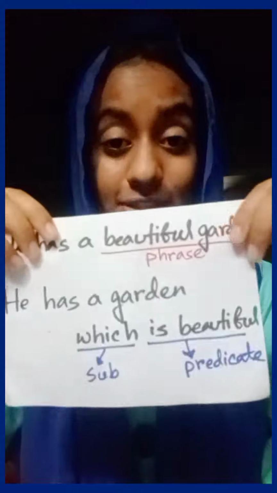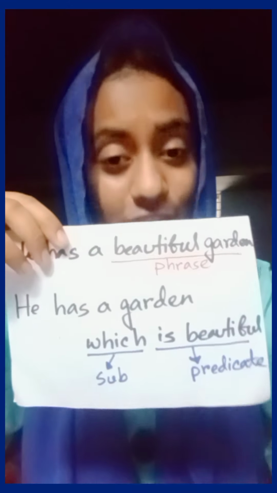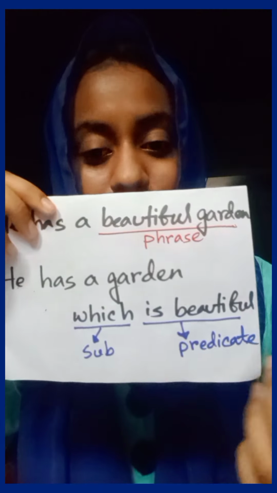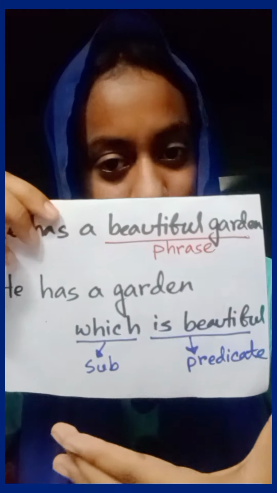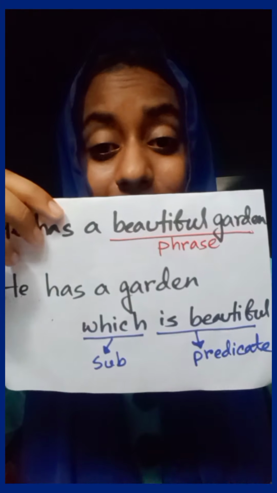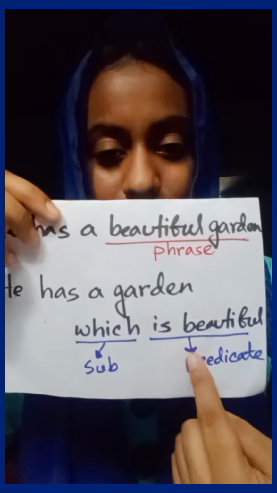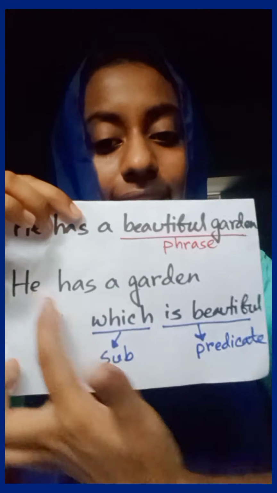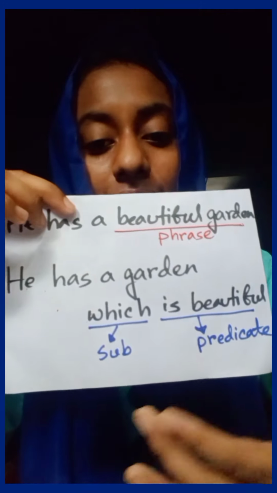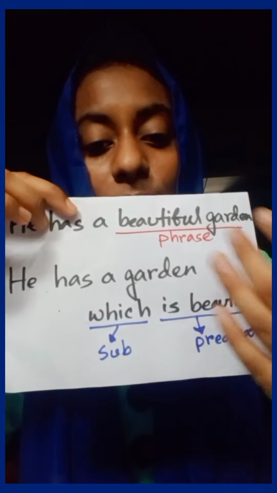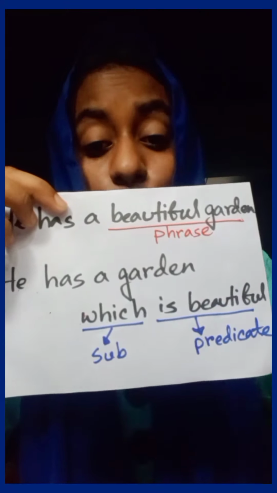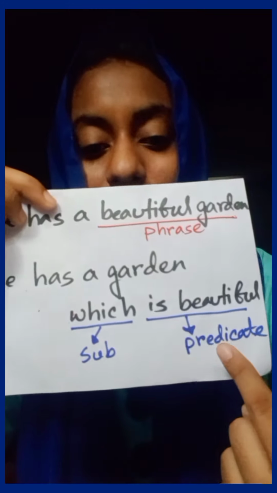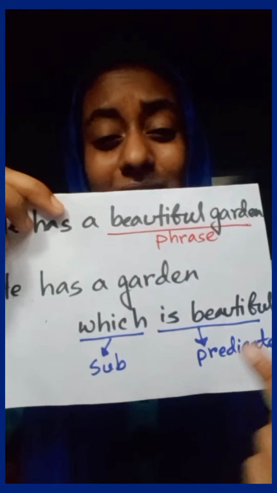So a clause, if we want to give a definition, then we can say a group of words, you see, which is beautiful, তিনটা word এখানে. So a group of words that forms a part of a sentence. So these three words are forming a part of a sentence, which the whole sentence is he has a garden which is beautiful. So these three words are forming a part of a sentence, and which has at least one subject, that is which, and one predicate, is beautiful. Predicate means that mainly one verb.